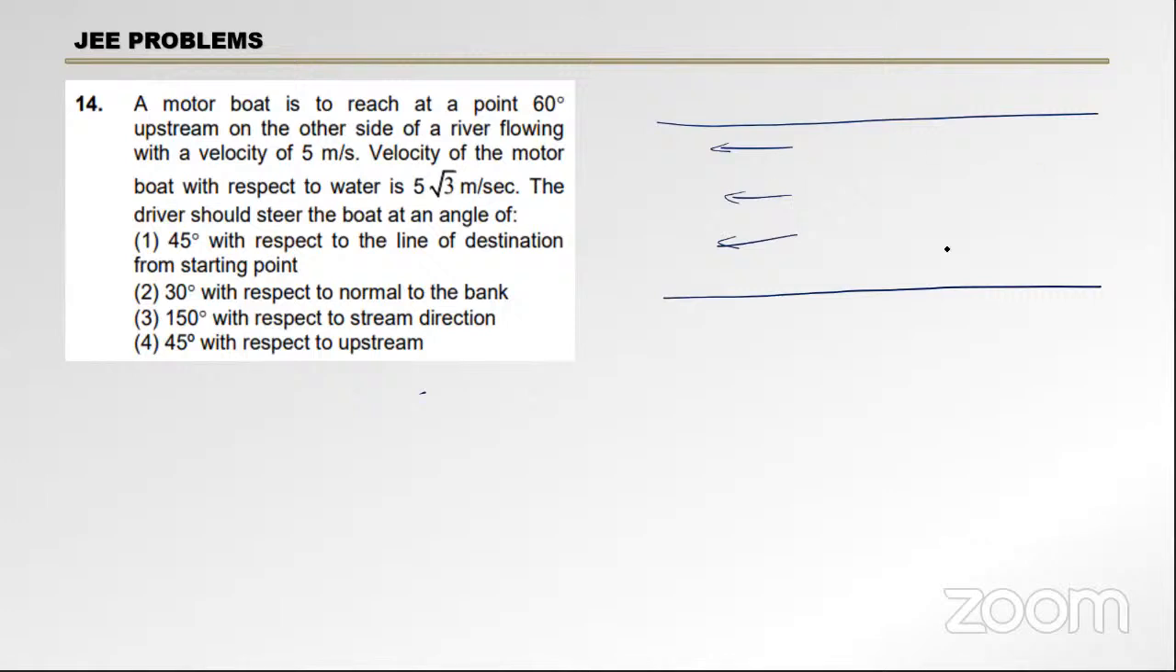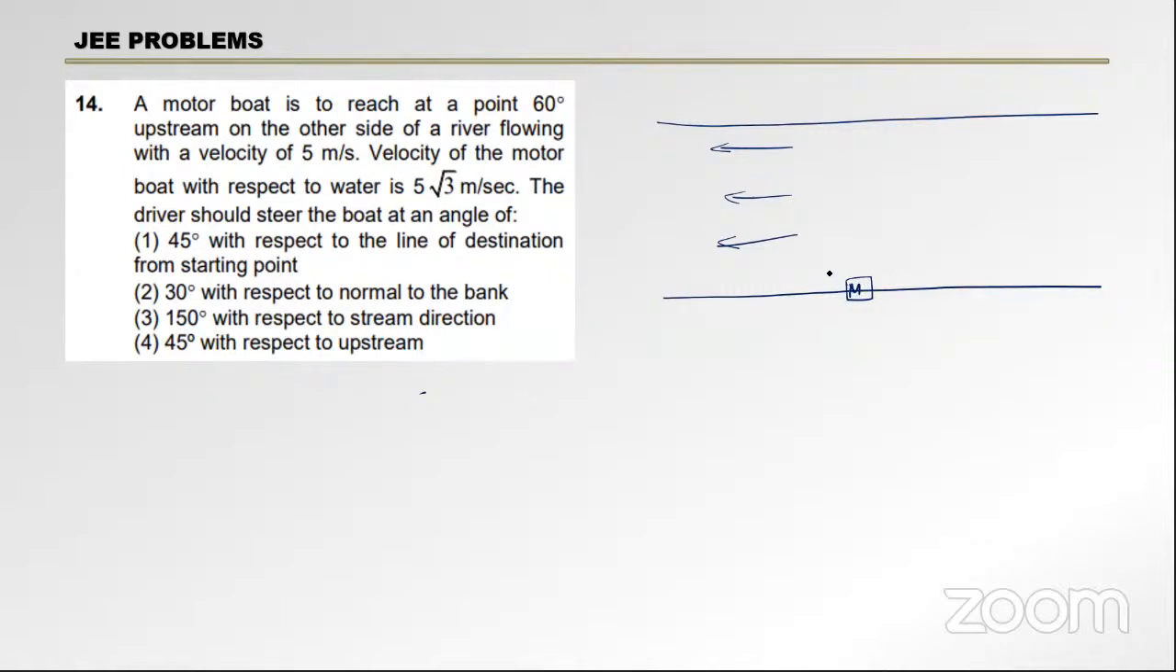I'm not making the whole river because I need to do some calculations also. That's why I'm making the diagram this way. So here is a motor boat. Okay, this is the motor boat. It has to reach a point 60° upstream. I think you know what is upstream and downstream. If you flow with the flow of the river, then it is called downstream. And if you flow opposite to the river, that means you are climbing the river, basically. That's why it is called upstream.